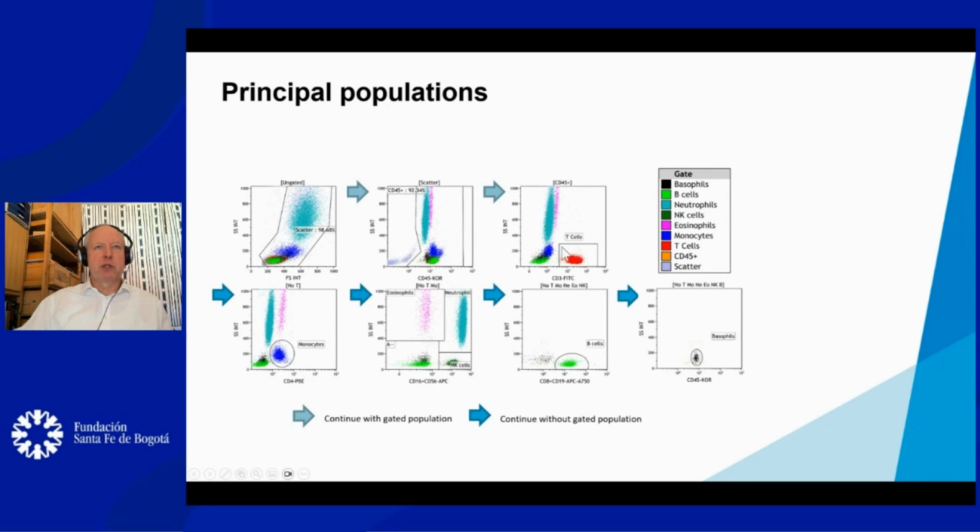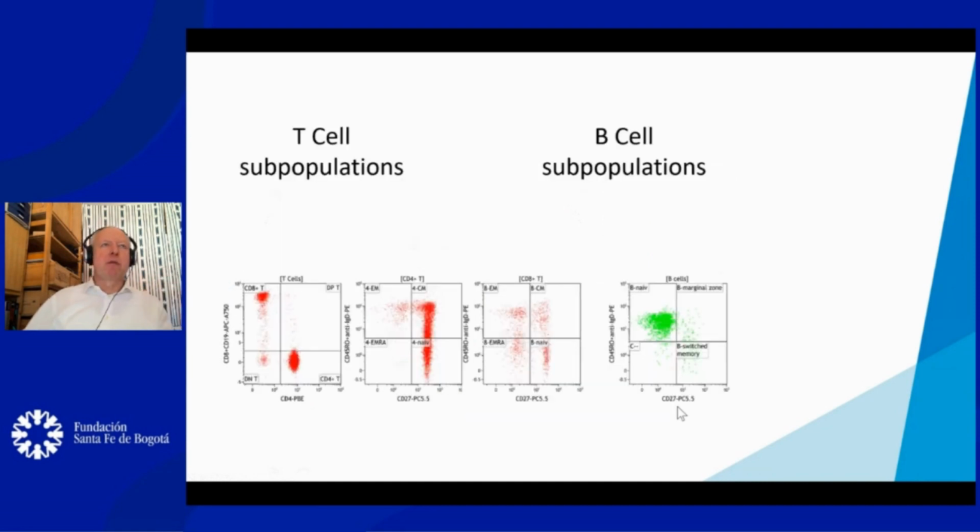We can differentiate the T cells, the monocytes, eosinophils, neutrophils, and NK cells, the B cell population, and the basophils. So we start with the principal populations. Everything out of one tube, platform independent. Within this tube, we continue to the subpopulations.